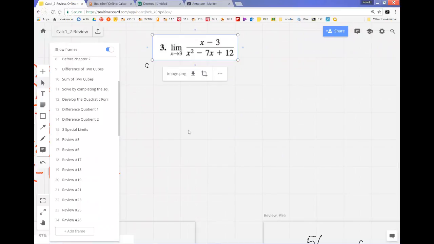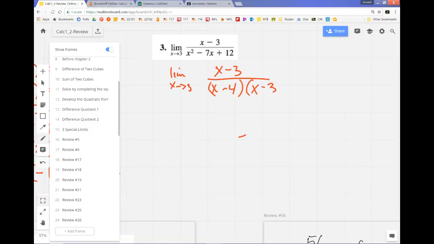All right, so we can rewrite this and say the limit as x approaches 3 of x minus 3. And then if you factor this, you can see it's x minus 4, x minus 3. And now can you substitute? Yeah, on top the 1, and on the bottom you get a negative 1.